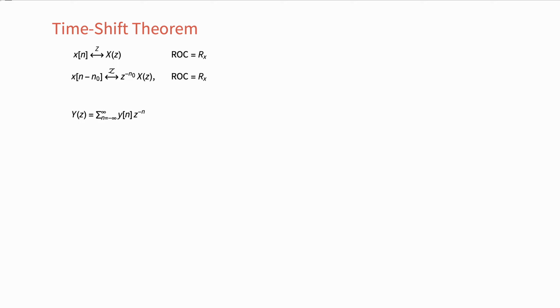To prove this theorem, we call the new sequence, the shifted sequence, y of n, and we take its Z transform using the definition of Z transform. Replacing y of n with x of n minus n0 and applying a change of variable calling n minus n0 m, and simplifying the expression by factoring out the constant term z to the power minus n0, notice that the remaining terms is equal to the Z transform of x of n, and this proves the theorem.